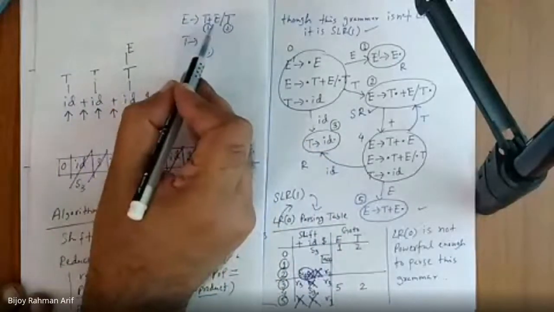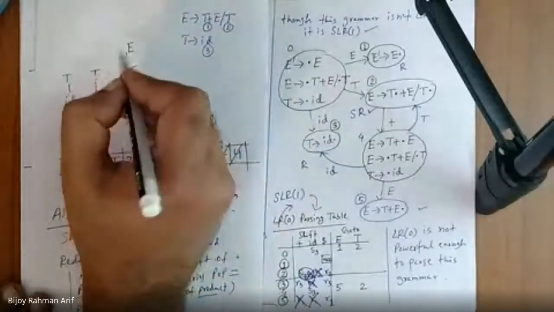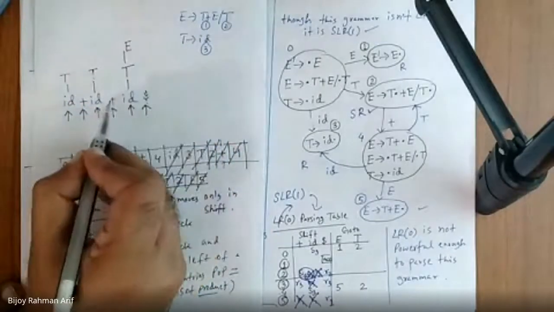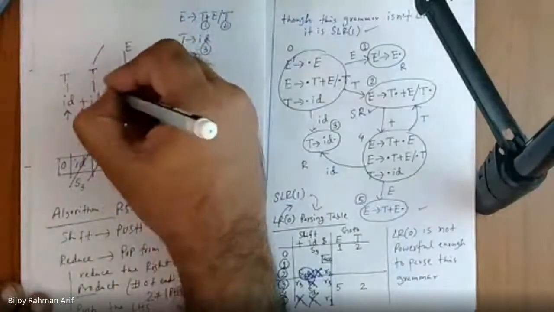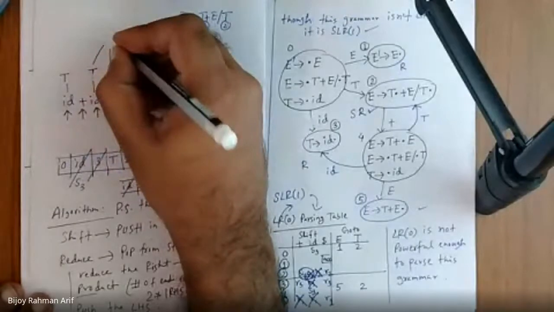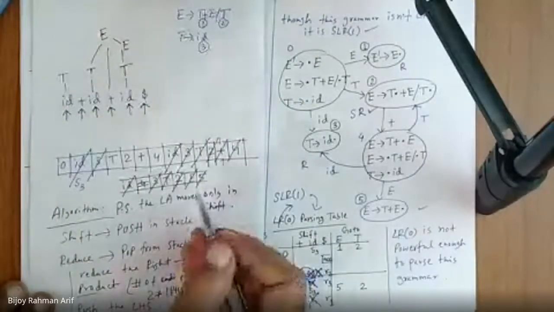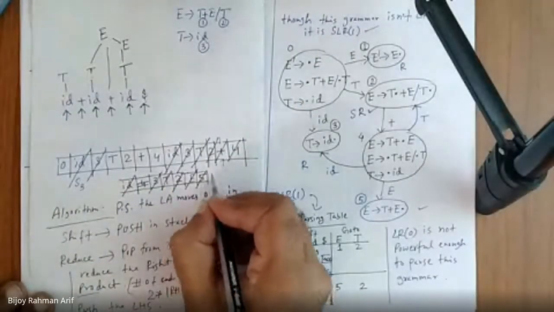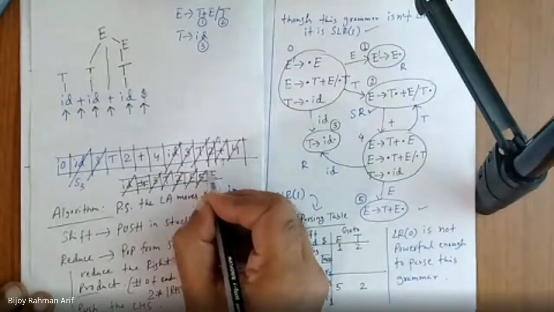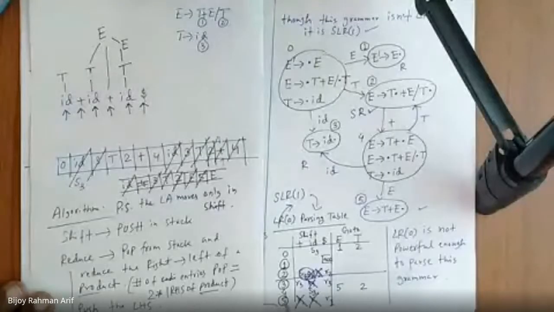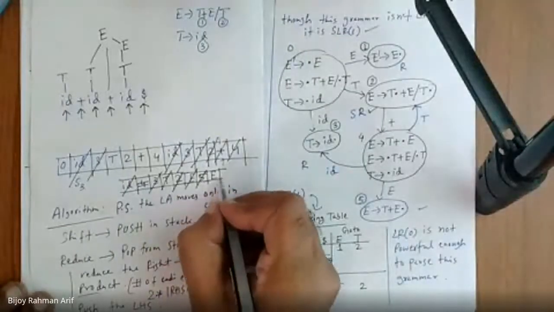Now T plus E is going to reduce to E. So here I have T plus E. This one is going to reduce to E. Good. Now what am I going to push? I'm going to push E. Now what will be the new state? Going back, 4. 4 saying E. I'm going to state 5.